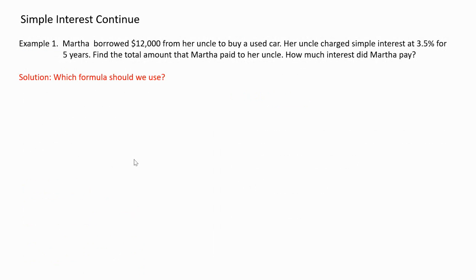So here, which formula should we use? Is it interest equals present value times interest rate times time? Or is it FV equals PV, 1 plus R times T? Does it matter? No, it doesn't matter. For example, here I'm going to use both formulas so you see that it doesn't matter. To start off, I'm going to use interest equals present value times the interest rate times time.